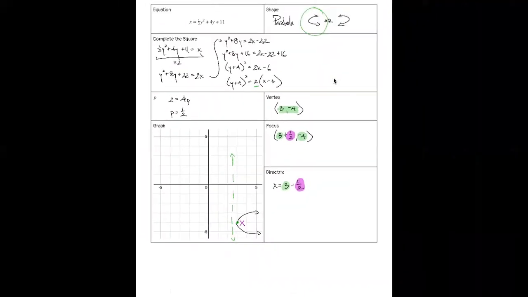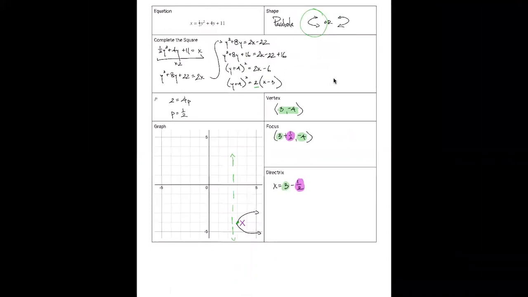And this minus 1/2 is the p, and this 3 is from my center, okay? So I just wanted to do one that included some fractions because I think sometimes those can be intimidating, but they really don't need to be, all right? It was just counting by different amounts on your graph, all right? But all the information is the same.